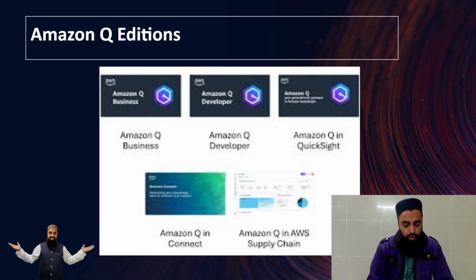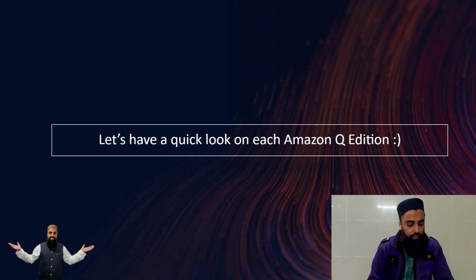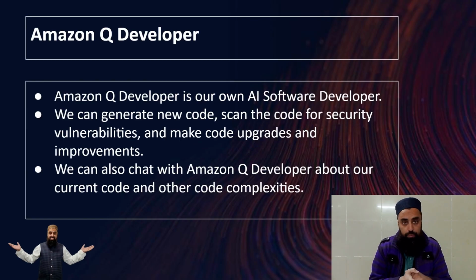Let's have a look at each Amazon Q edition. First is Amazon Q Developer. As the name says, it is for developers who want to get their code generated using Amazon Q. Amazon Q Developer is our own AI software developer. It is your intern, your junior AI developer to write the software code for you on AWS.